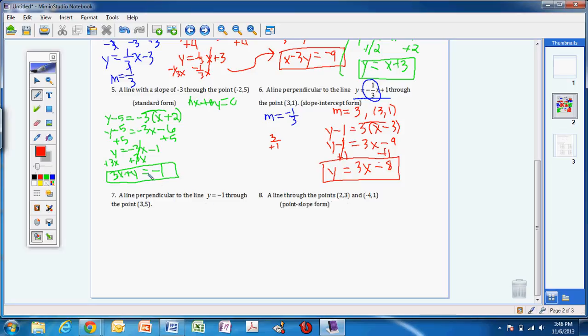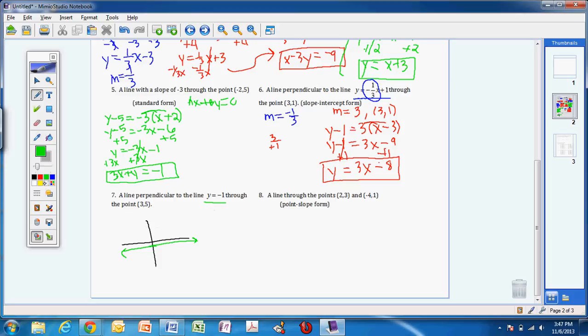So number 7, a line perpendicular to the line y equals -1 through the point (3, 5). So what this is saying is, if I do a quick sketch on my graph, I have a line already, y equals -1. Remember that y equals -1 crosses my y-axis at -1. So that's a little off, but that's a horizontal line where y is -1.